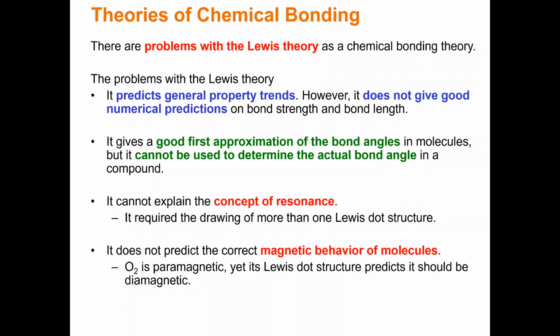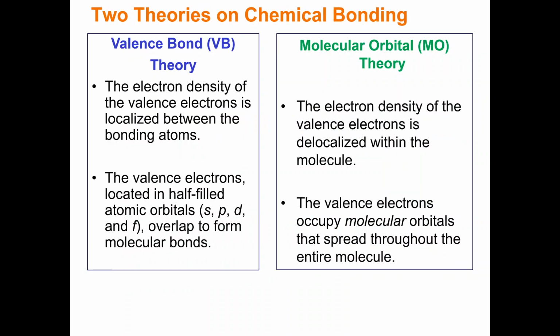Okay, and it cannot explain the concept of resonance. So why do we need to draw resonance structures according to Lewis theory? You can't get it from that. And it doesn't predict the correct magnetic behavior. So in other words, Lewis theory is good, it really is, but there's more to it than that, is what it's trying to say.